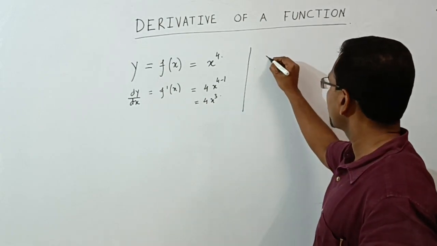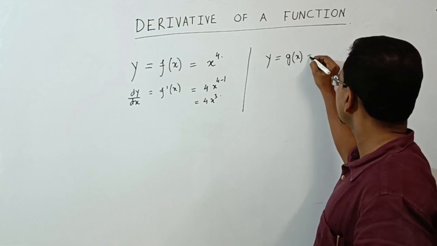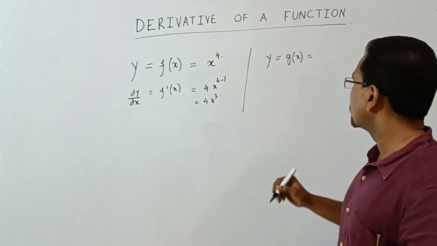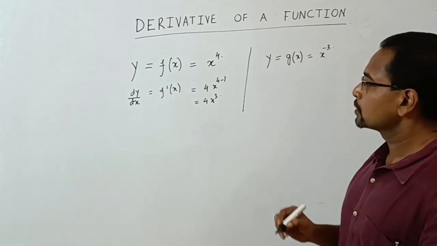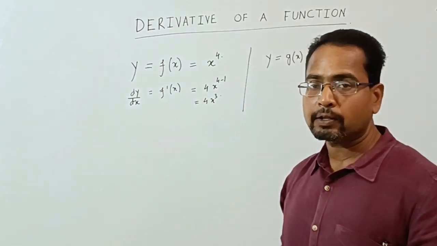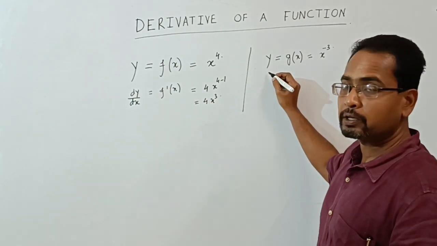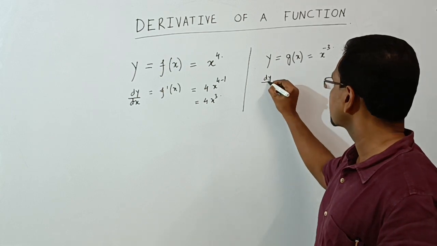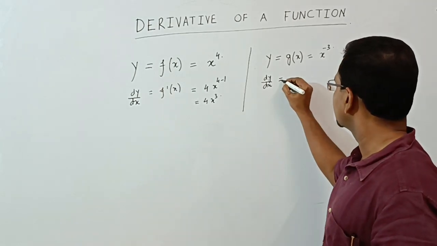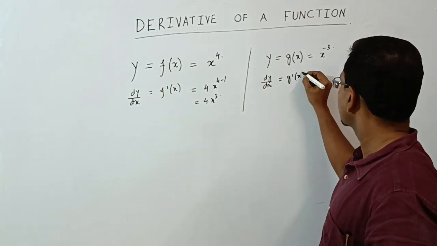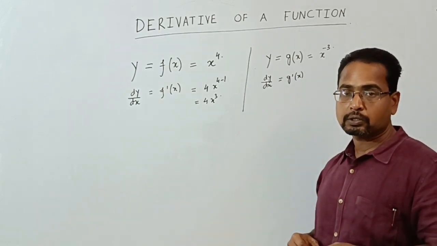Let's take one more function, y equal to, we name the function g of x, and suppose that is equal to x to the power of -3. Now we are going to find the derivative of this function g. As I said, the derivative we denote by dy by dx. It is a symbol of the first order derivative. We can also write this as g dash x. The dash over here denotes that we are going to find the derivative of the function g of x.